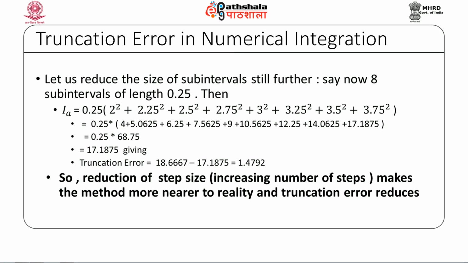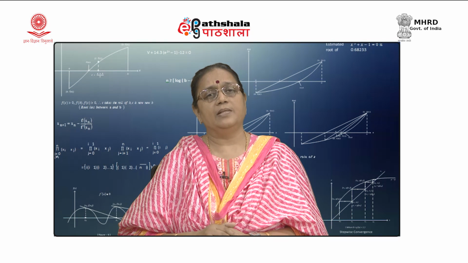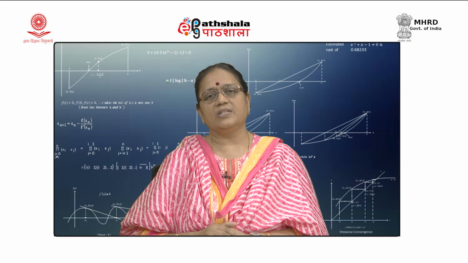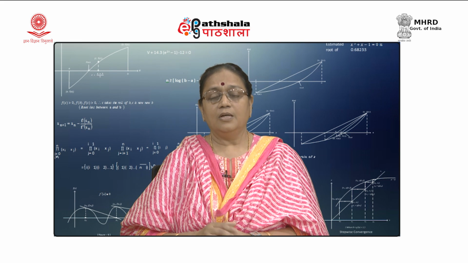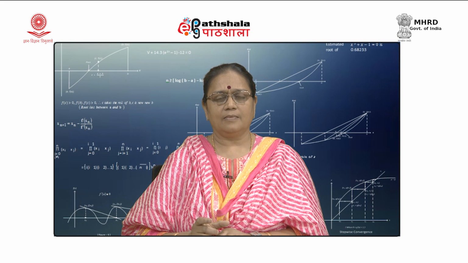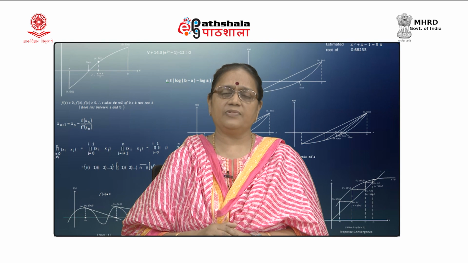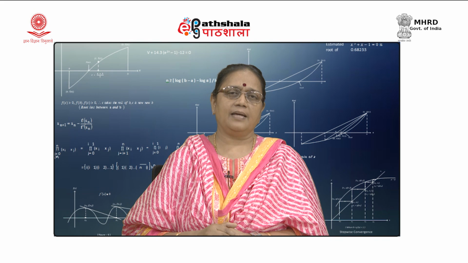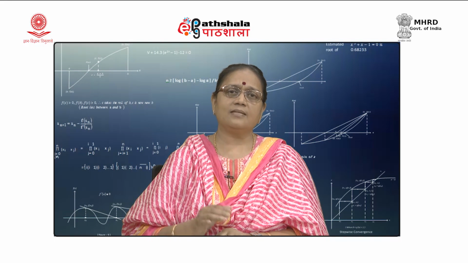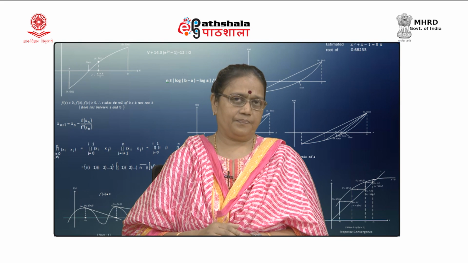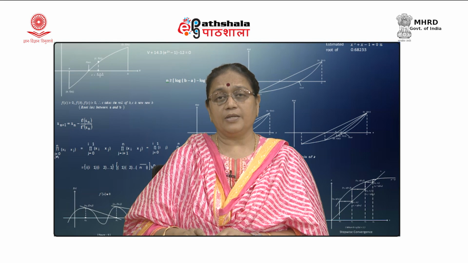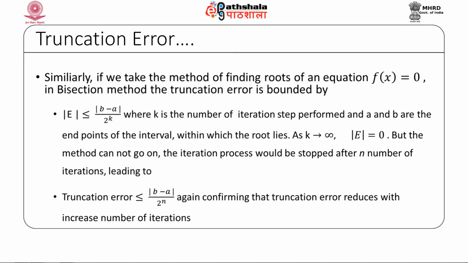See, what we have learned from both the previous examples is increasing the number of steps and reducing the step size, the step here being the width of the rectangle, reduces the truncation error. Our job is, we would like to reduce the numerical error. So, truncation error can be reduced by increasing the number of steps and reducing the step size.